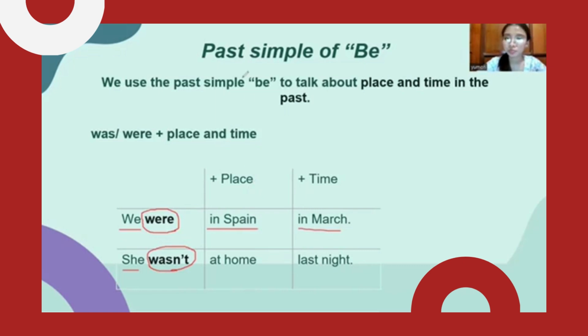So the format goes: subject plus was or were plus place and time. You can also continue the sentence if you want to. So this is for the normal sentences.